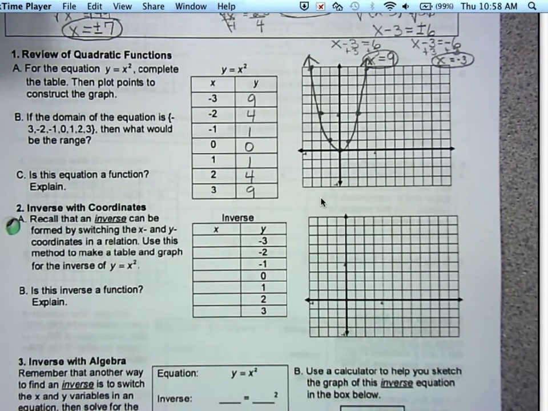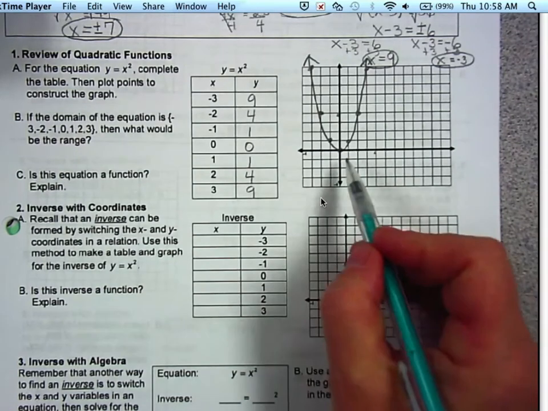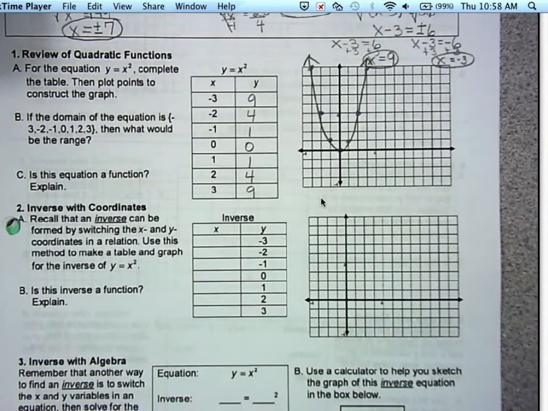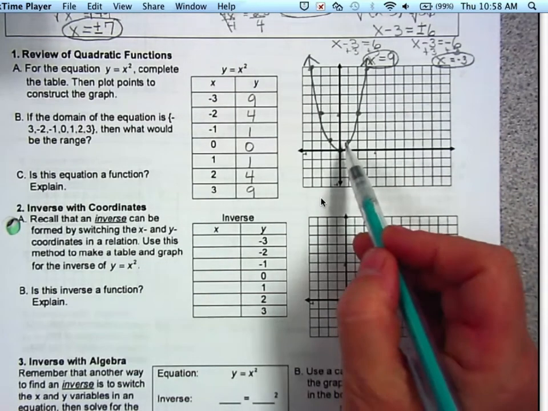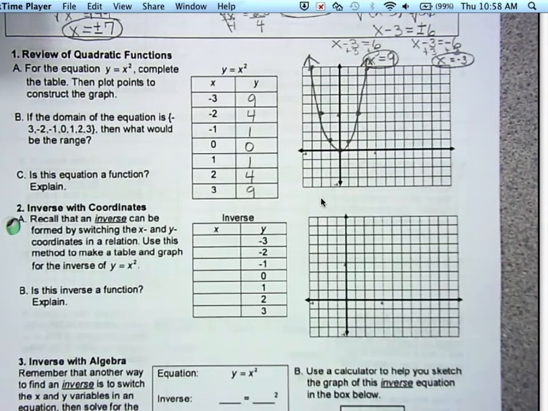Does it look like a quadratic? This is the 1-3-5 rule. It is, it just goes regular x. Yep, this is the parent function. So it's over 1 up 1, over 1 up 3, over 1 up 5. Good.